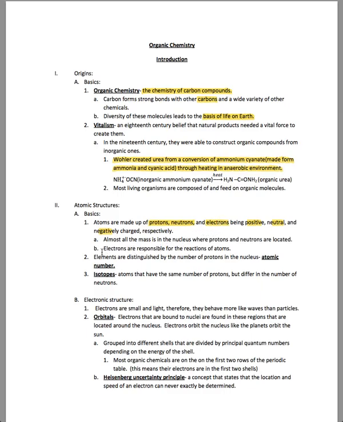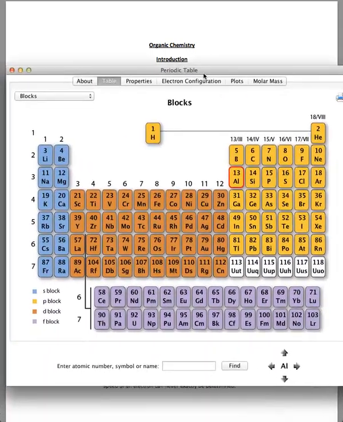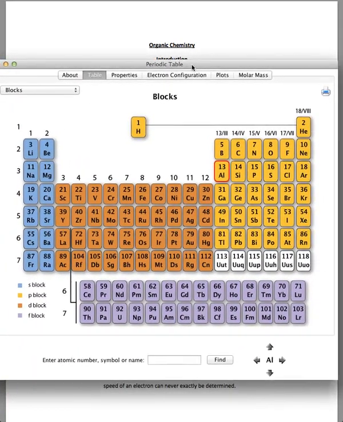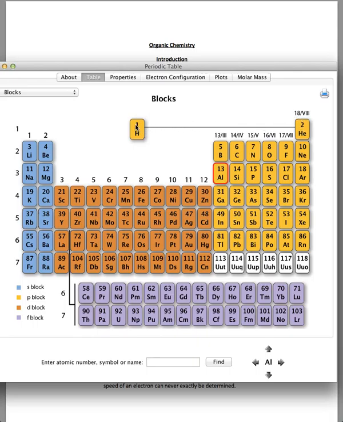So how do we identify the elements? Well, all atoms of a specific element will have the same number of protons, and this is called the atomic number, and this is what allows us to differentiate all of our elements on this wonderful thing called the periodic table. As you can notice here, we have 1 proton, 2 protons, 3, 4, 5, so forth and so on. Okay?